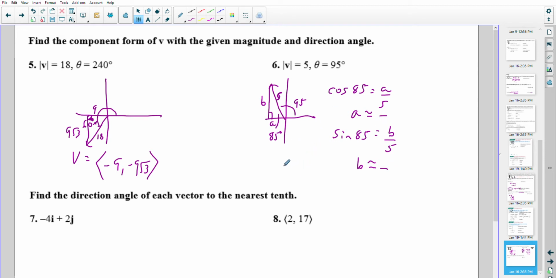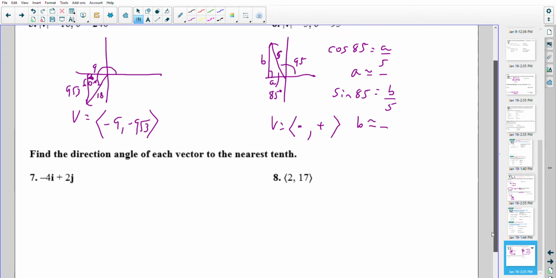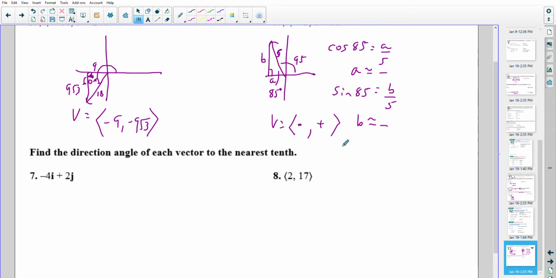Now, the component form of v would be equal to, and you just have to remember that your change in a is going to be negative because you're going to the left here, and your change in y is going to be positive. So it's really going to have a negative number here and a positive number here, whichever you get for your a and your b. Lastly, the question is find the direction angle, which just means what is this angle, like 95 or 240, of the angle that's given.